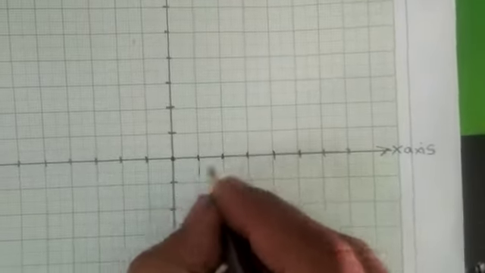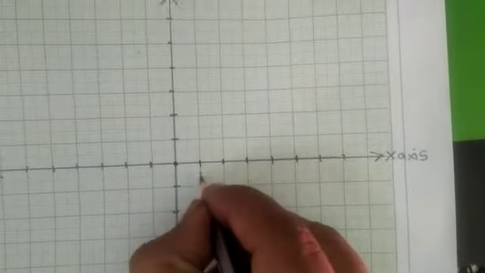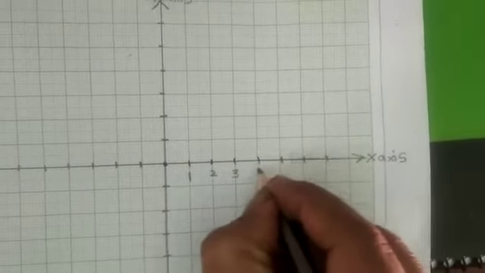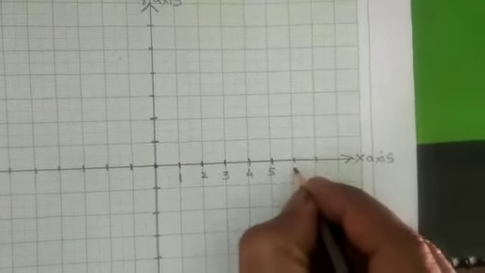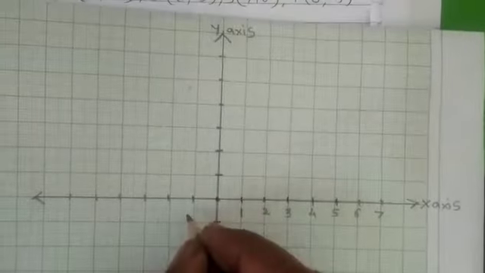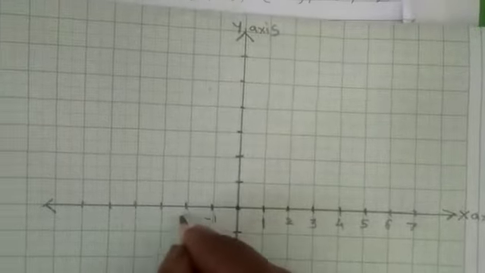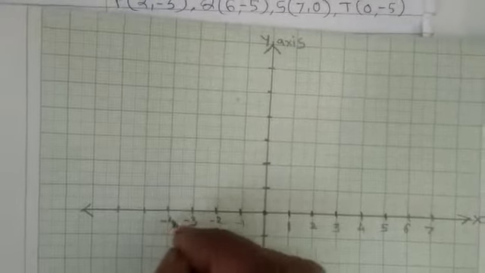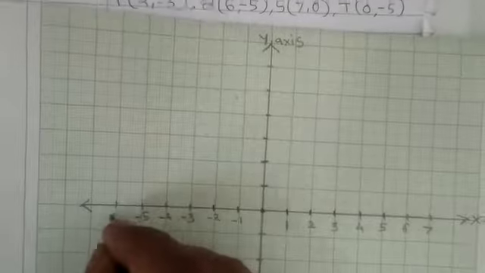On the x-axis, the right side is positive: 1, 2, 3, 4, 5, 6, 7. On the x-axis, the left side is negative: minus 1, minus 2, minus 3, minus 4, minus 5, minus 6.